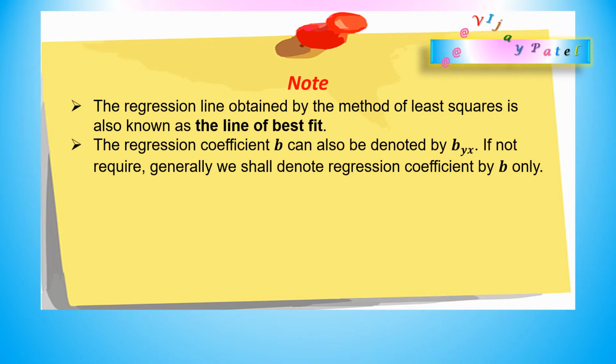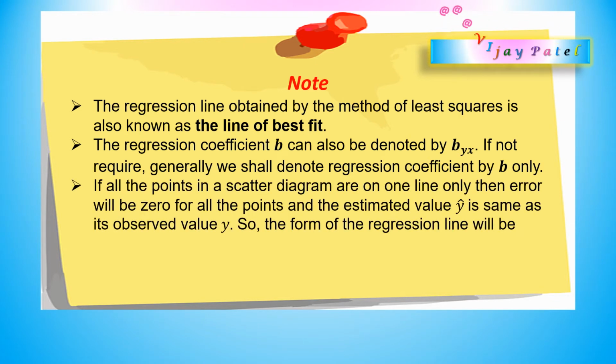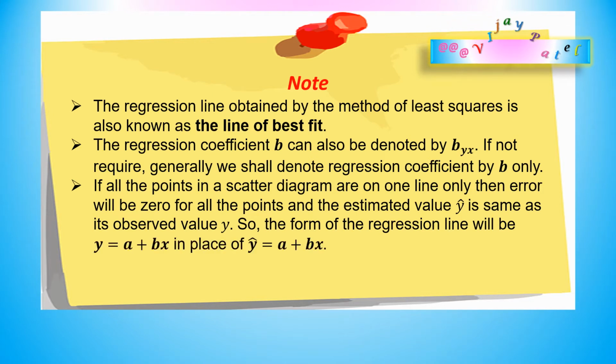The regression coefficient b can also be denoted by byx. If not required, generally we shall denote regression coefficient by b only. If all the points in a scatter diagram are on one line only, then error will be 0 for all the points and the estimated value y cap is same as its observed value y. So the form of the regression line will be y is equal to a plus bx in place of y cap is equal to a plus bx.